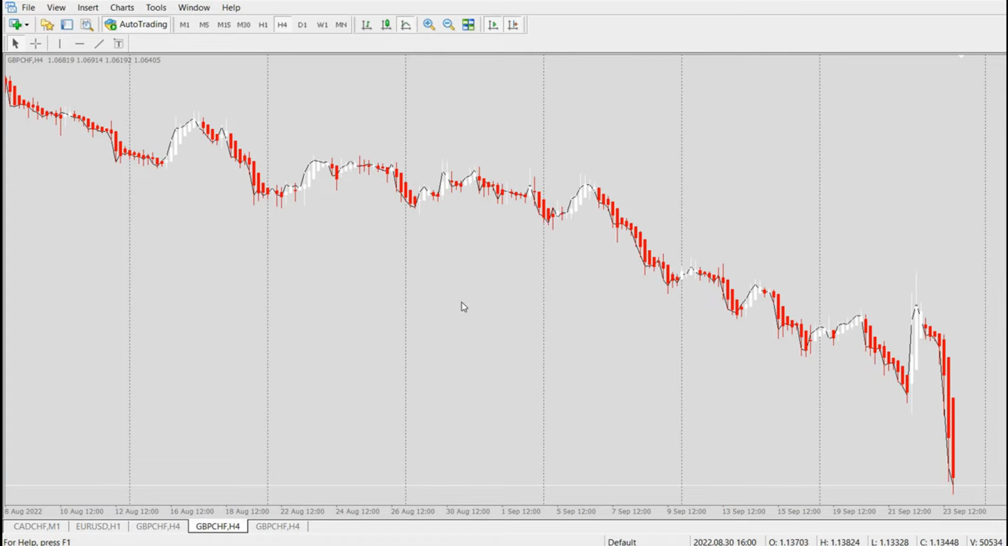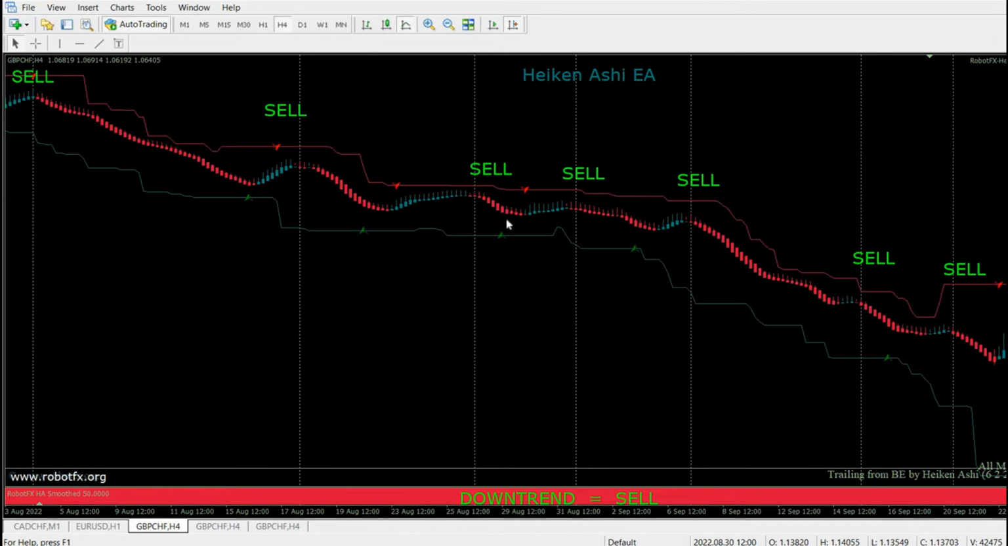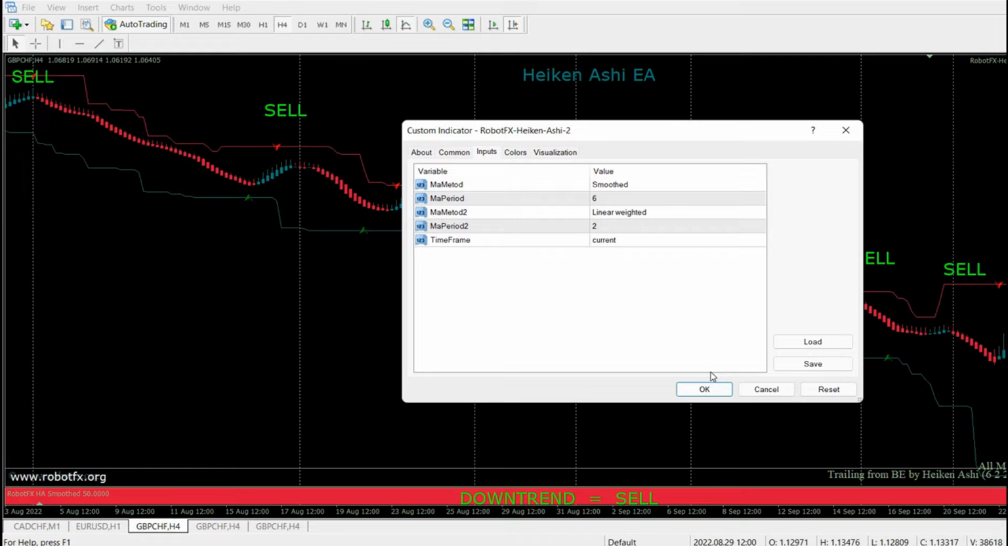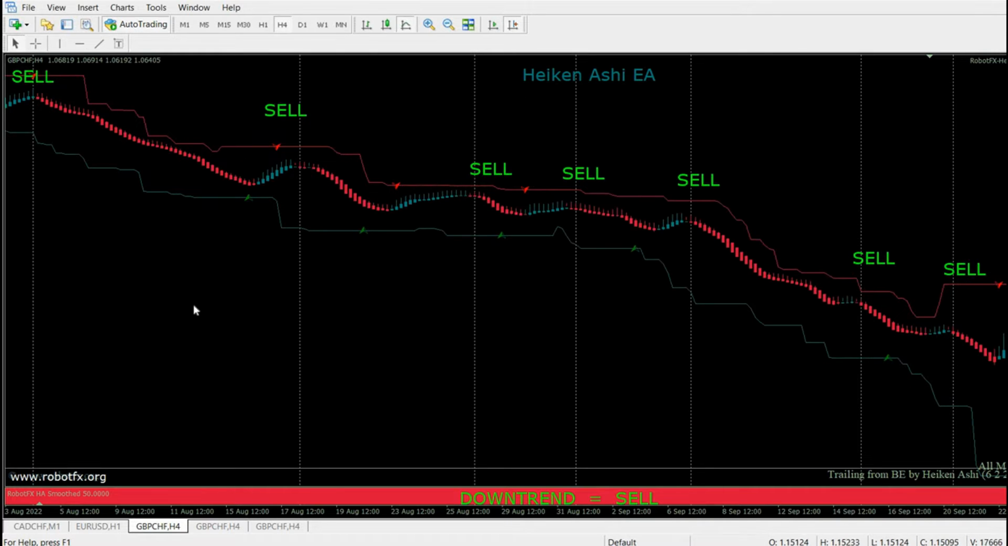And the default Heiken Ashi indicator looks like this. It looks a little better because the candles don't change the color so often, so it might be easier to spot a right entry when the candle changes the color from red into white. It might be easier, however, we are going to use a RobotFX Heiken Ashi indicator, and this is a smoothed Heiken Ashi indicator. Settings look like this, and you can make it even smoother, so the candles will not change the color as fast as they do on the normal default Heiken Ashi.